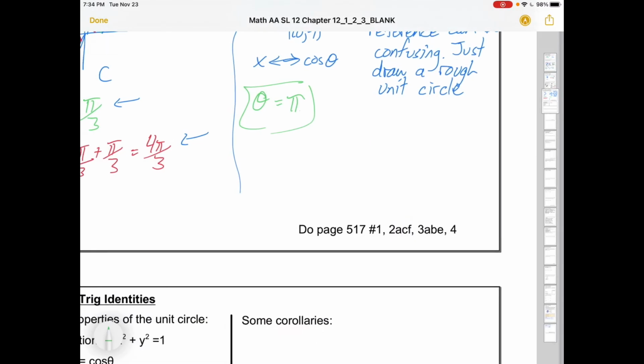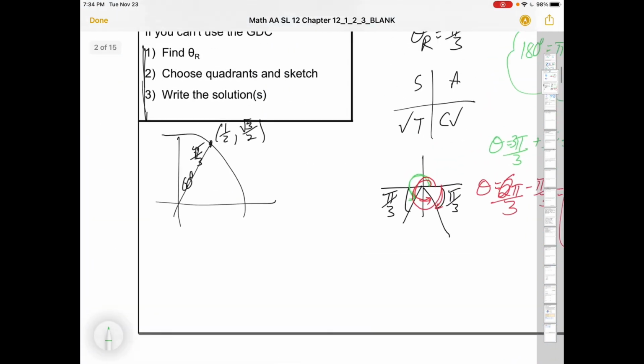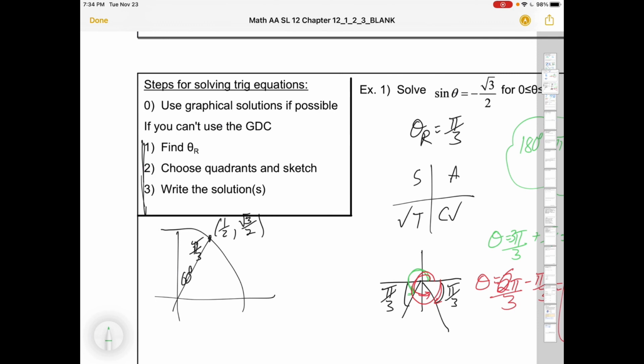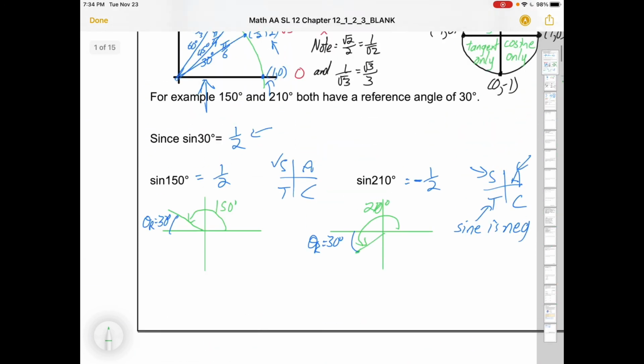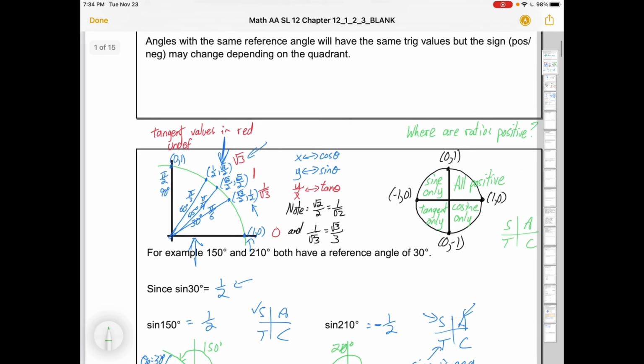So in terms of practice, let's head to page 517. We'll do number 1, 2 ACF, 3 ABE, and then 4 has some equations for us. Again, to recap, to solve equations, find theta r, choose quadrants, write solutions. And to do that, you will probably need to have a quarter circle at your disposal.